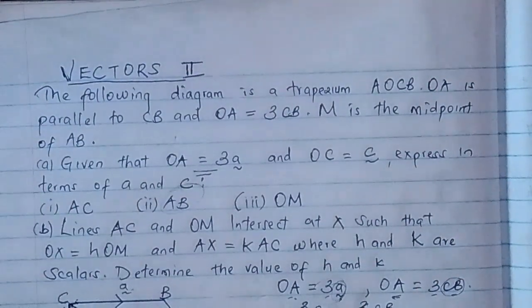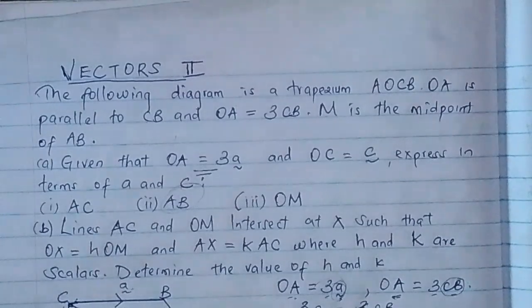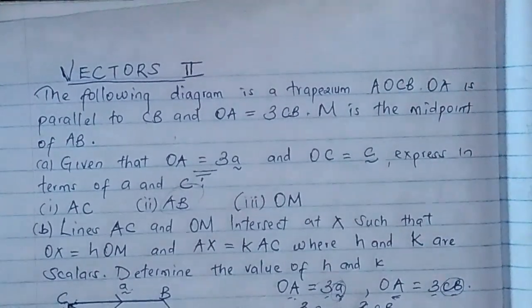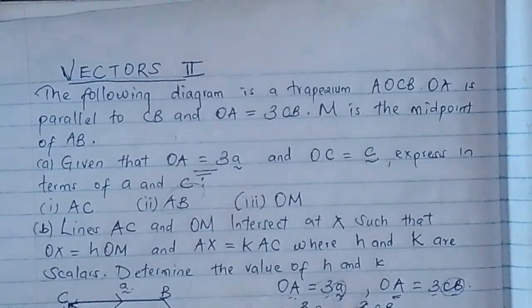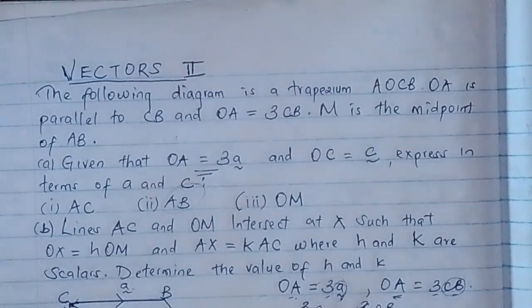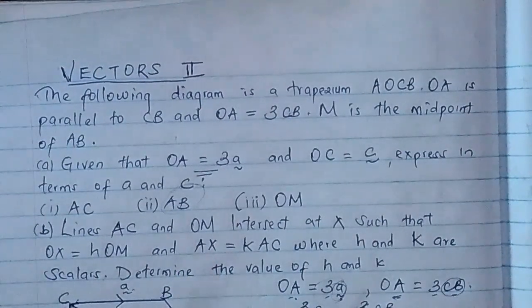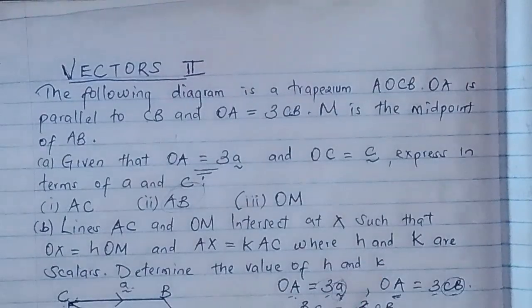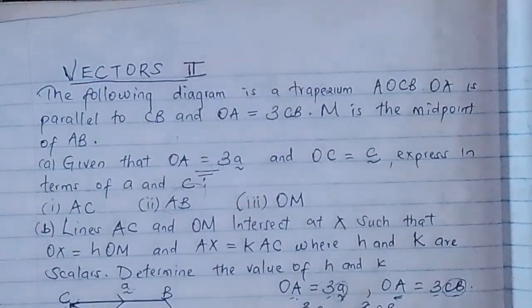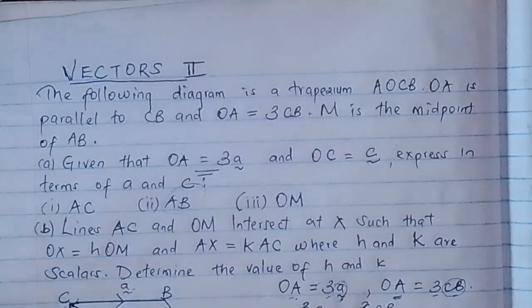Then B: line AC and OM intersect at X. The intersection point is here, the meeting point, such that OX is equal to H of OM, of the whole line, and AX is K of AC, the whole line there, where H and K are scalars. Then we determine the values of H and K. Let us dive into the solution.